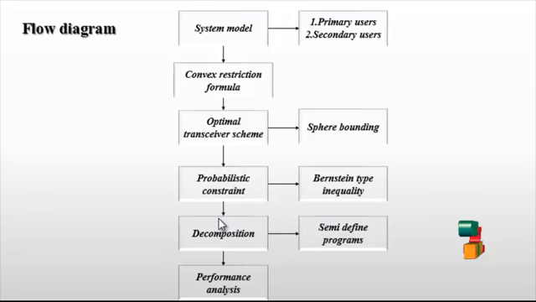The rest of the system model and the problem statement are given in the paper. Three convex restriction methods are presented, and the complexity and comparative approximation performance of these three methods are analyzed. Simulation results are provided using the decomposition, probabilistic constraint, optimal transceiver scheme, and the convex restriction formula. These three methods are useful for calculating the transpose and Hermitian transpose respectively. Finally we calculate the sphere bounding, Bernstein type inequality, and semidefinite program. This is the overall flow diagram of the process.